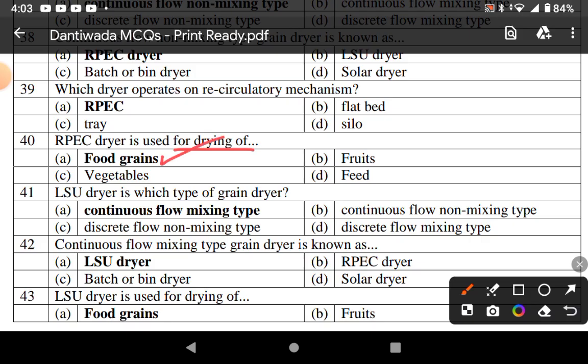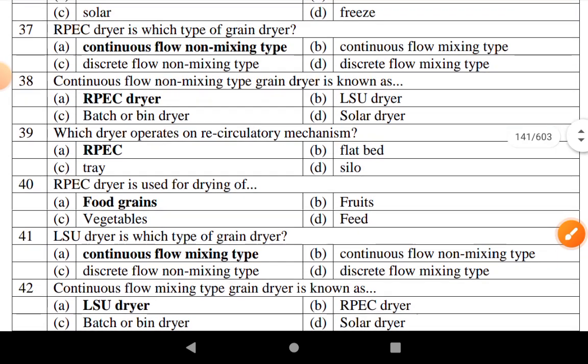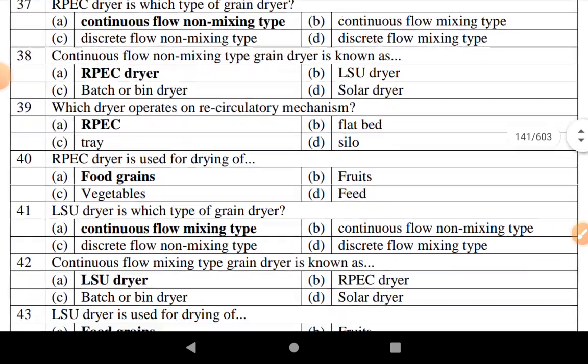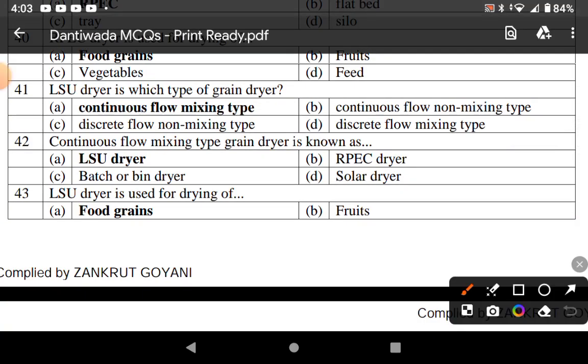LSU dryer is which type of grain dryer? Continuous flow mixing type. The RPEC was continuous flow but non-mixing type, whereas this LSU is continuous flow mixing type. A continuous flow mixing type grain dryer is known as LSU dryer. LSU dryer is used for drying of food grains.